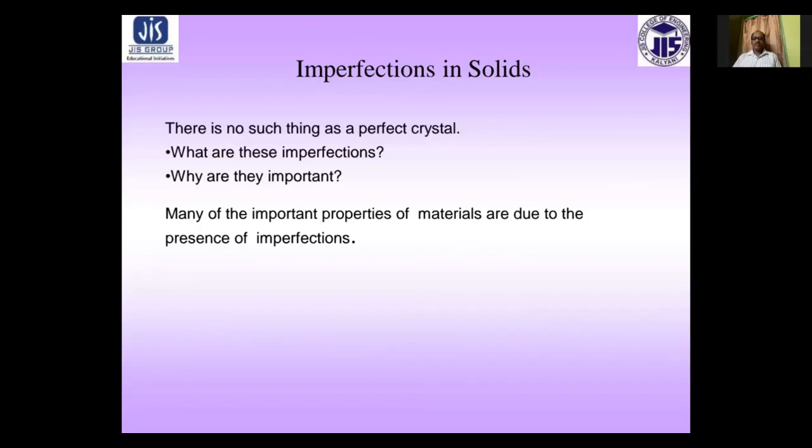In this chapter we need to know that there is no such thing as a perfect crystal, and the important questions raised are: what are these imperfections, and why are they so important? Imperfections are very common in solids, in other crystalline material and also in amorphous material, and many important properties of material are due to the presence of imperfections.